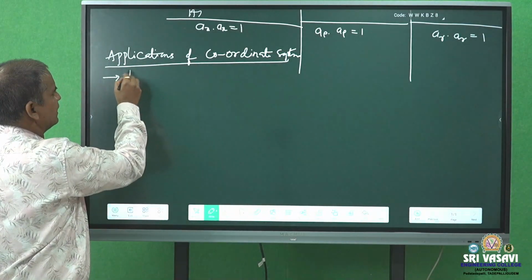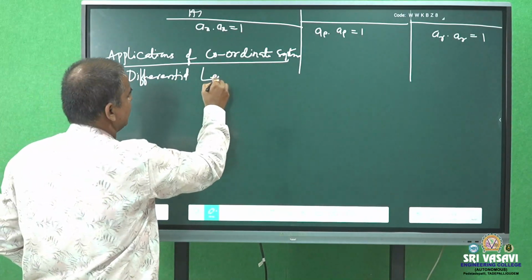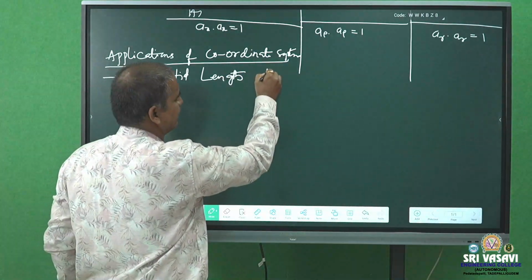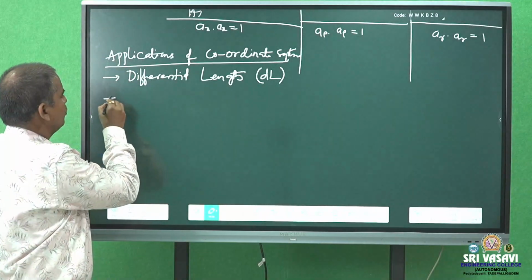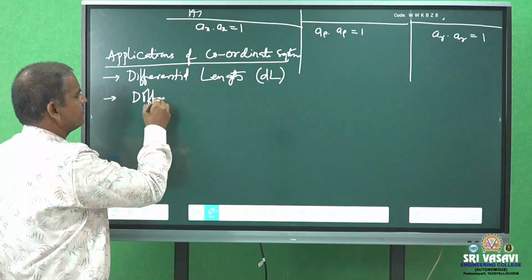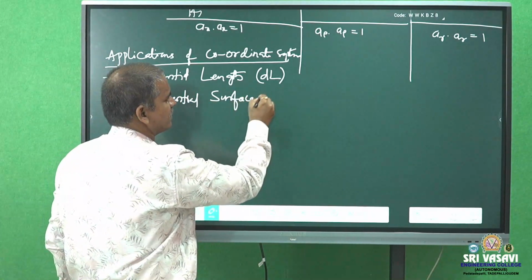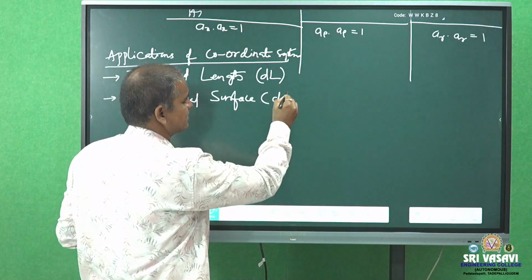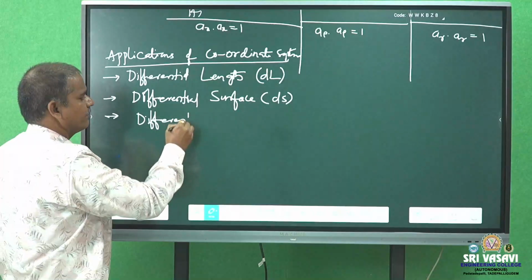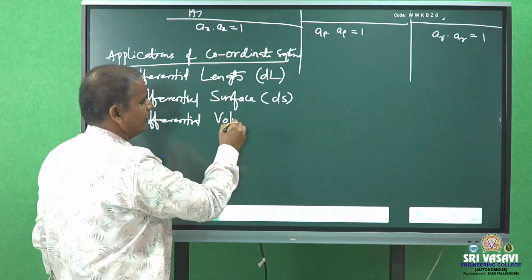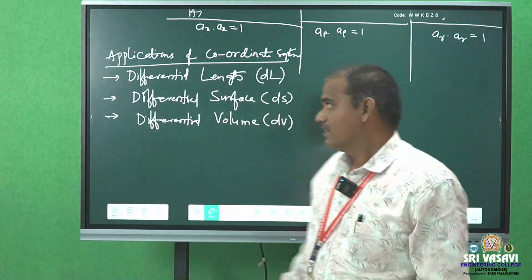First one, differential length. It will be represented as dl. D stands for differential, L stands for length, differential length. Number two, differential surface. D stands for differential, S means surface. Number three, differential volume, that is dV.